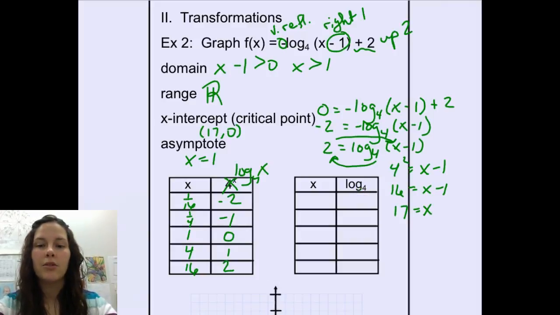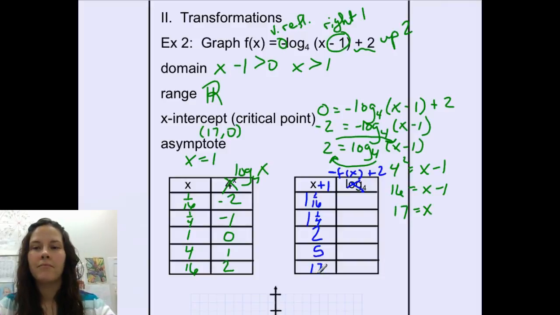In the second one, this will be my transformation. So we'll look at all of those pieces of the transformation that we first identified. A vertical reflection will multiply my y values by a negative. Up 2 will add 2 to my y values. And shifting it right 1 will add 1 to my x values. So I'm going to take that first t-chart. 1/16 plus 1 is 1 and 1/16. 1/4 plus 1 is 1 and 1/4. 1 plus 1 is 2. 4 plus 1 is 5. And 16 plus 1 is 17.